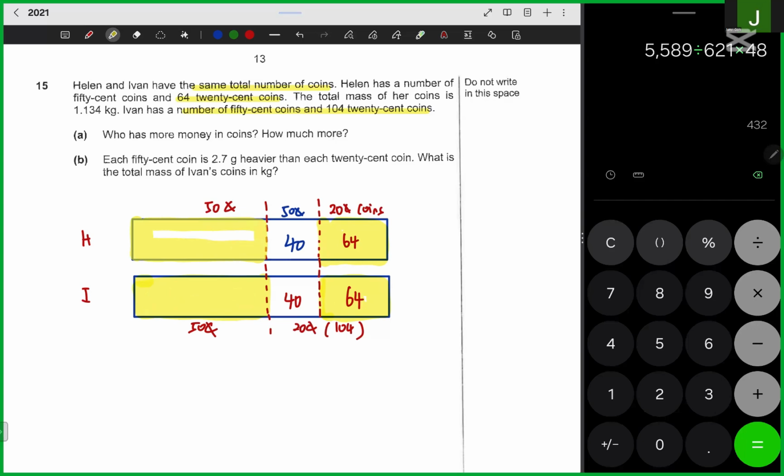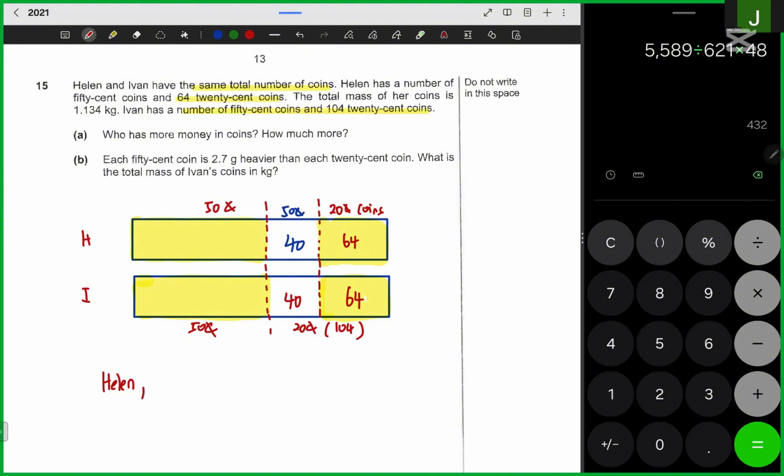We don't know the number, but they are the same number of 50-cent coins, so they carry the same weight and the same value. Then what is the difference? The only difference between Helen and Ivan is in the part that is not highlighted. So who has more money? Helen. Why? Because you are comparing 40 50-cent coins with 40 20-cent coins.